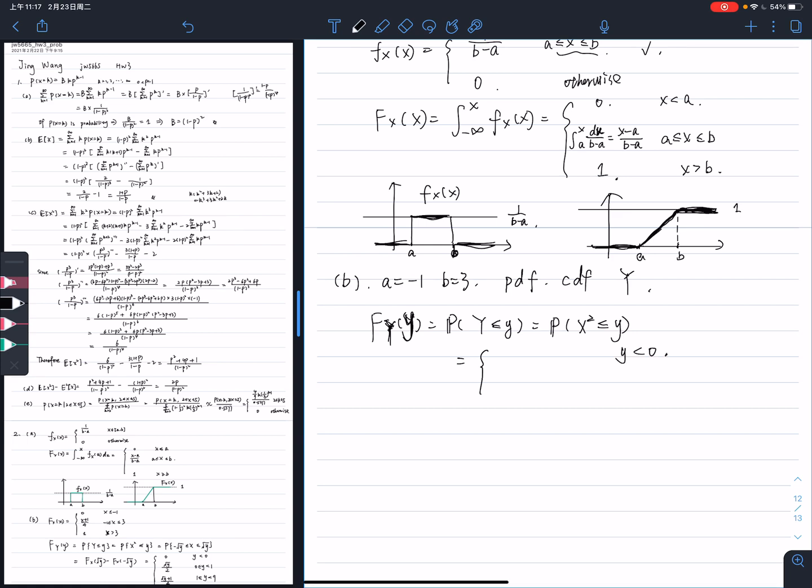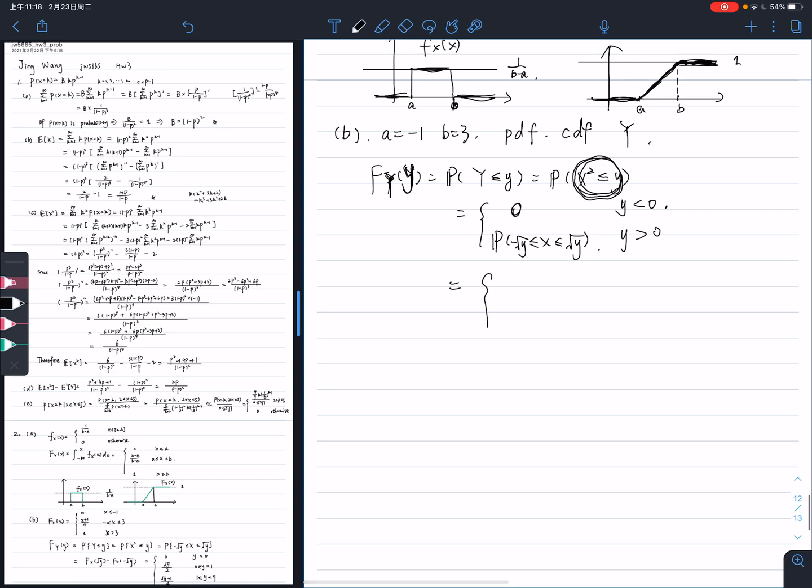Firstly, when y is smaller than 0, the square of x is always larger than y, so at this time it is equal to 0. If y is larger than 0, it is equal to the probability that x is larger than the negative square root of y and smaller than the square root of y. So it should be 0 when y is smaller than 0, and when y is larger than 0, it should be the CDF of the square root of y minus the CDF of the negative square root of y.